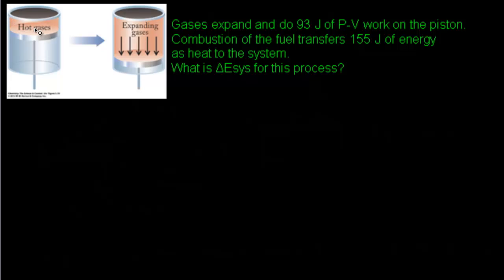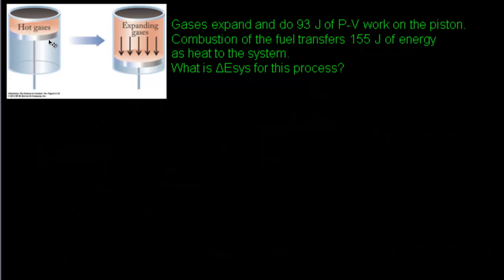So we insert fuel and air, and then there's a little spark that causes those gases to react. There's a combustion reaction that takes place. And so in the course of that combustion reaction, we're going to release some heat. So we're going to release some heat to those gases. It's going to make those gases hot. Those gases are then going to expand, and as they expand, they're going to push down on this piston.